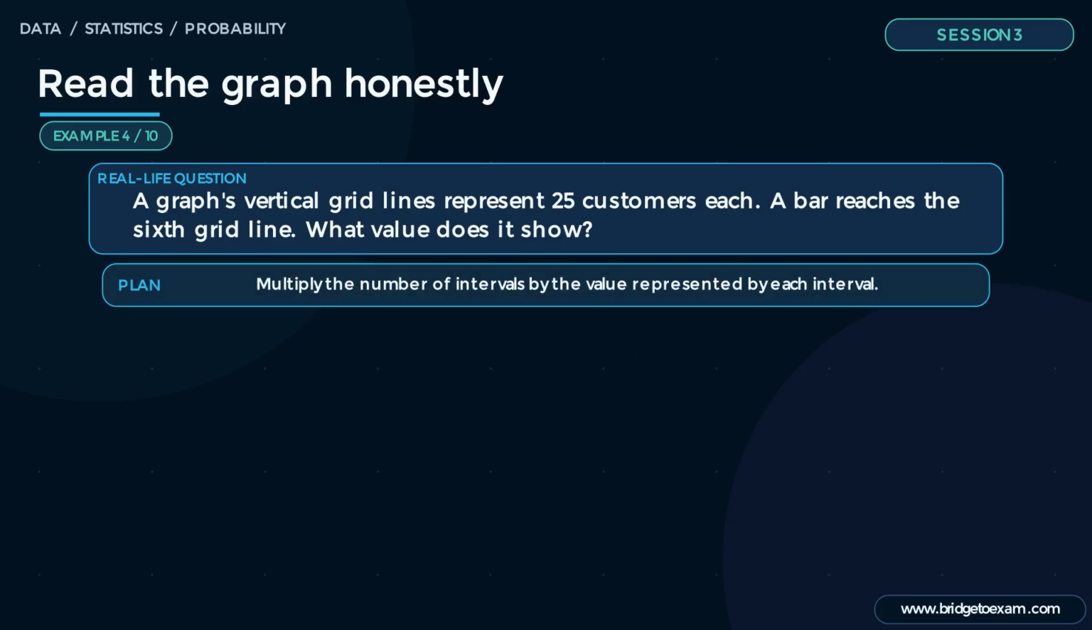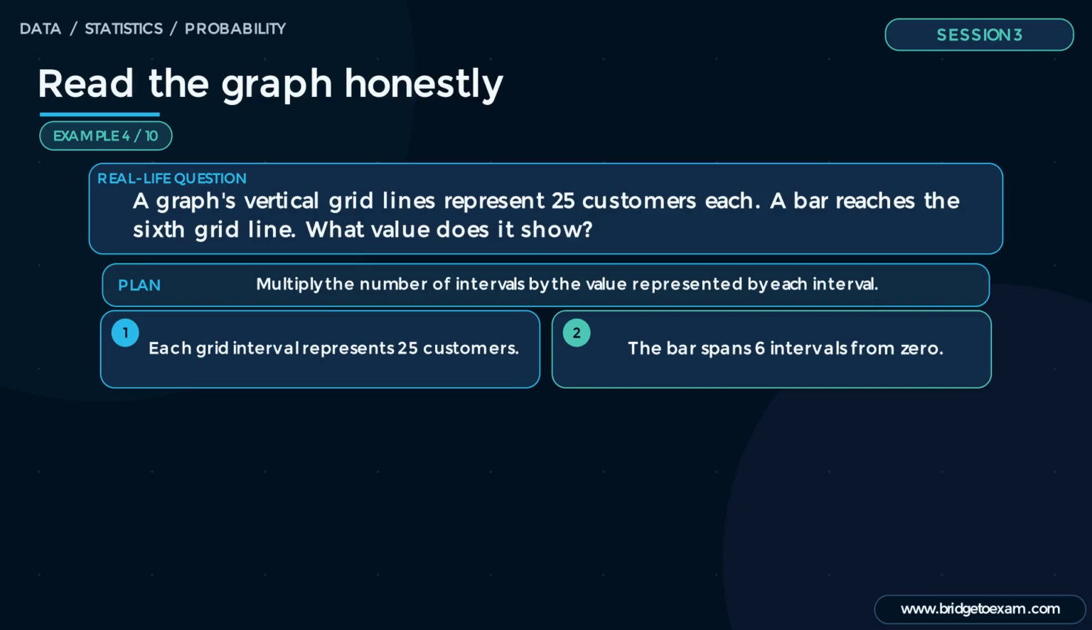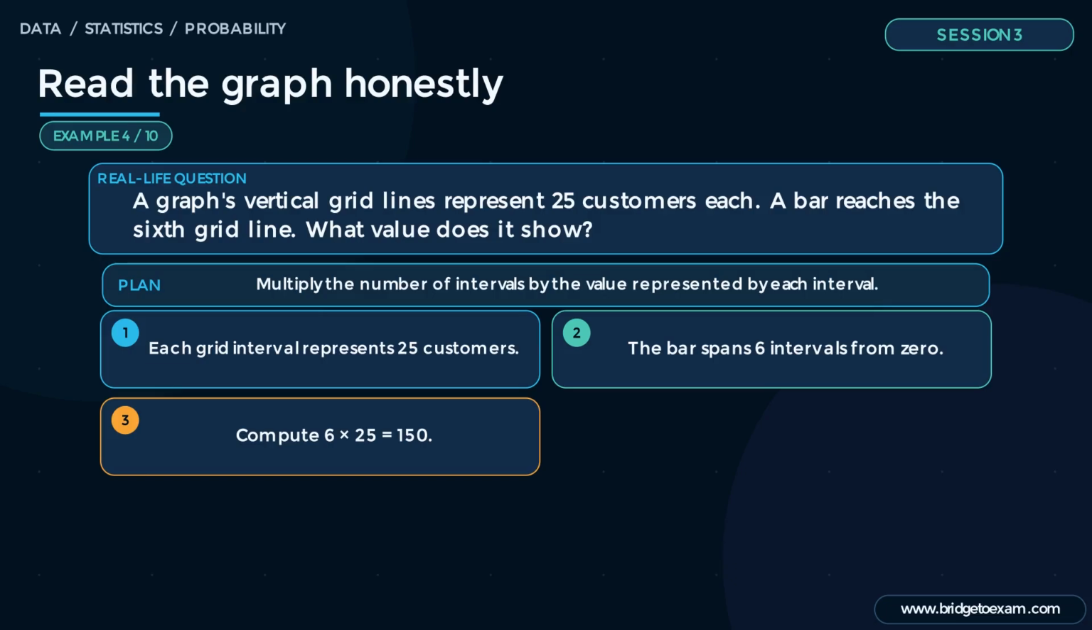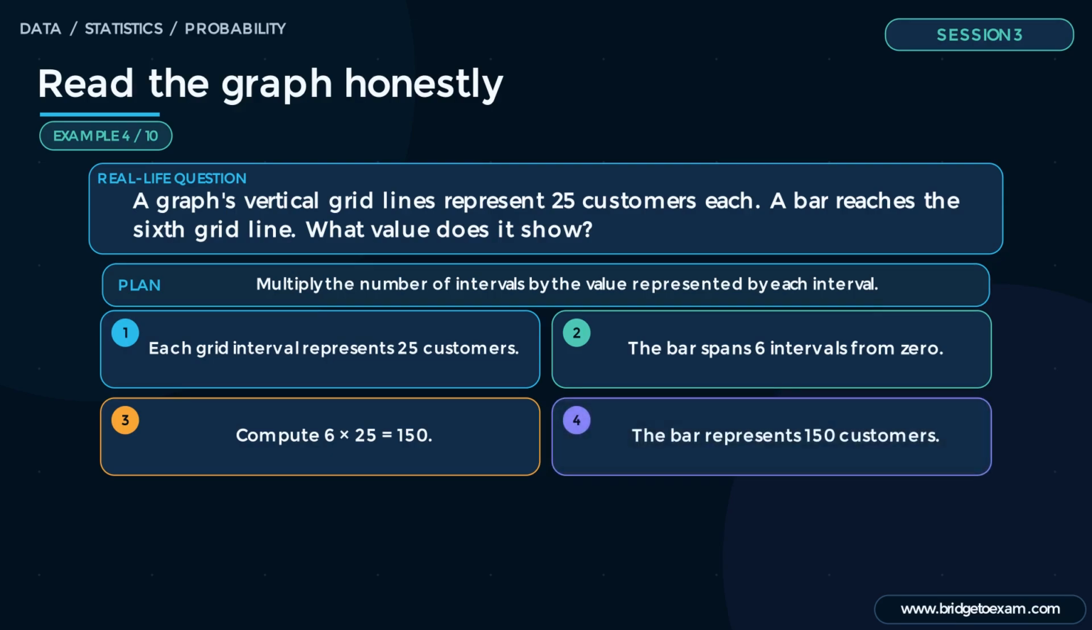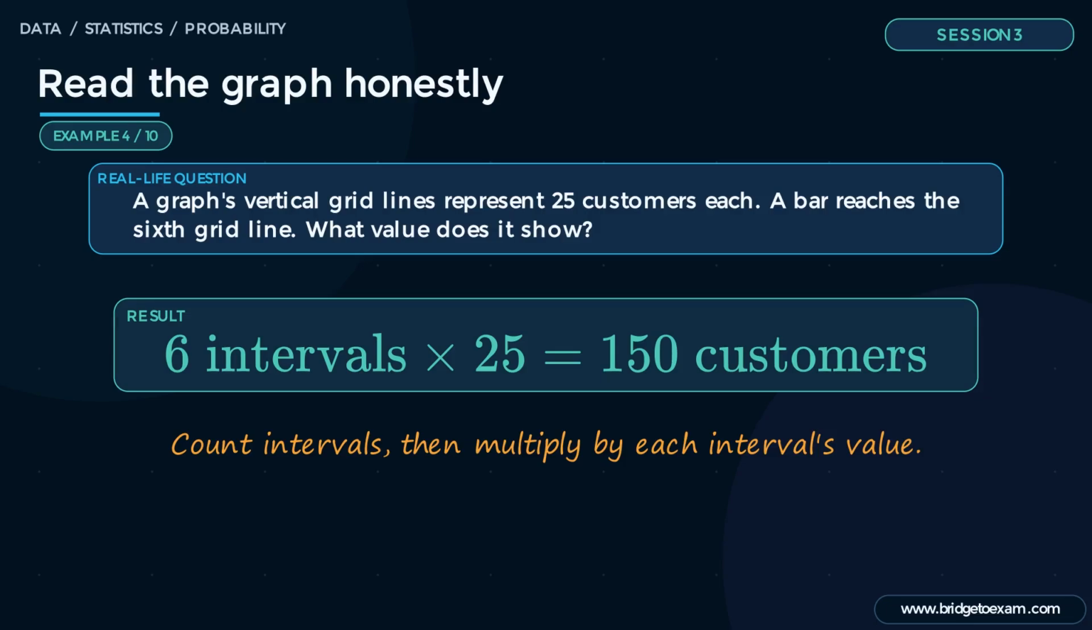Step 2. The bar spans 6 intervals from 0. Step 3. Compute 6 times 25 equals 150. Step 4. The bar represents 150 customers. Quick check. A bar at 6 intervals must be greater than a bar at 5 intervals, which would represent 125. This matters in real life because reading scale intervals correctly is essential in sales and attendance dashboards.